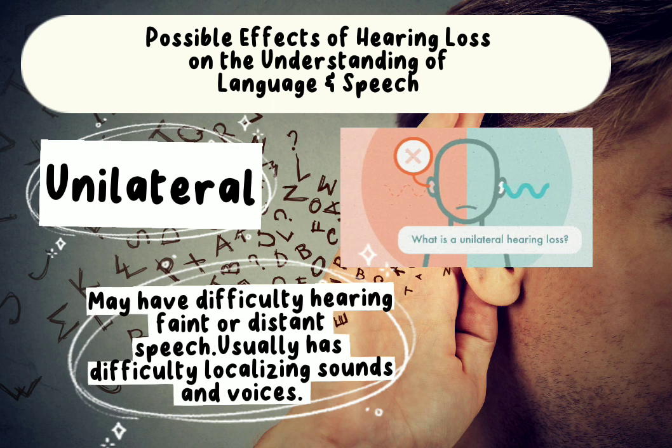Additionally, the unilateral is the one normal hearing ear and one ear with at least a permanent mild hearing loss. So, unilateral may have difficulty hearing faint or distant speech. Usually has difficulty localizing sounds and voices. Unilateral listeners will have greater difficulty understanding speech when the environment is noisy and or reverberant. Difficulty detecting or understanding soft speech from the side or bad ear, especially in a group discussion.